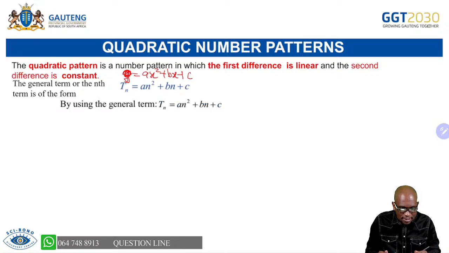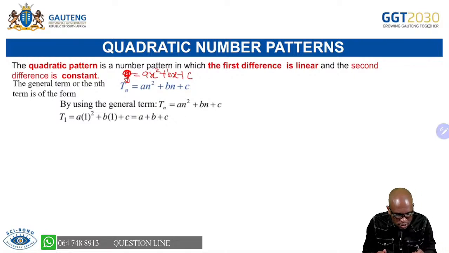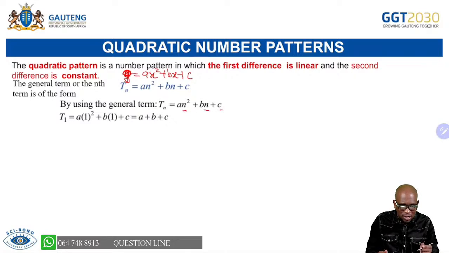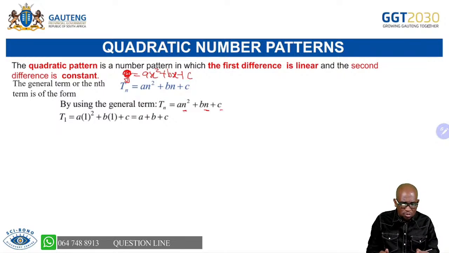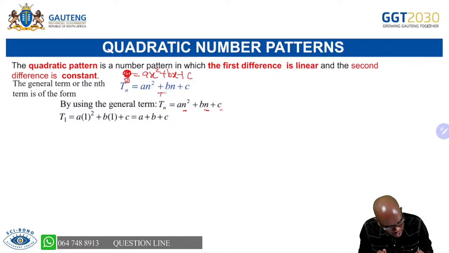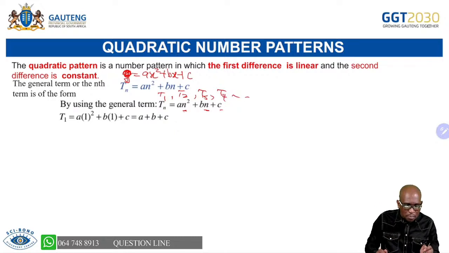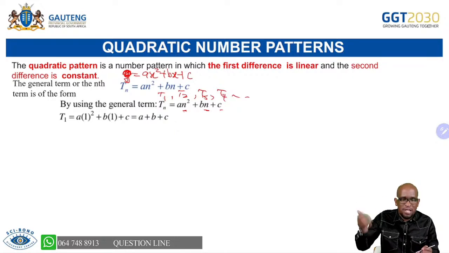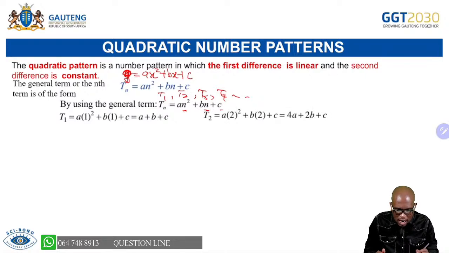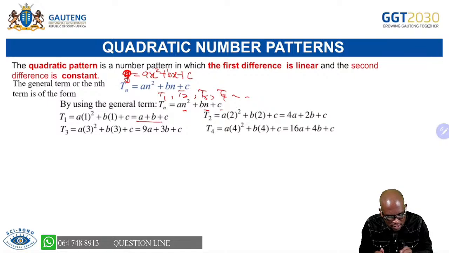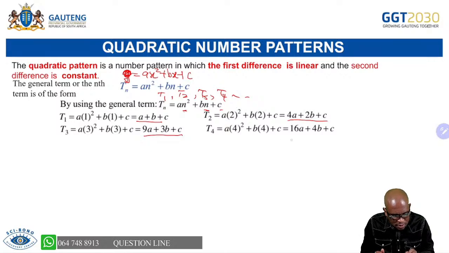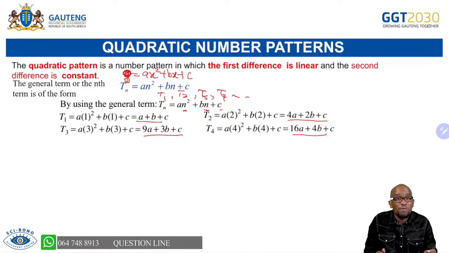Now, by using the general term, we can put n equal to 1 to get the first term, put n equal to 2 to get the second term, put n equal to 3 to get the third term, which means we can work out T1, T2, T3, T4, etc. by substituting n with 1, 2, or 3 as we go. So if we do that, this is what we obtain. T1 is a plus b plus c, T2 is 4a plus 2b plus c, T3 is 9a plus 3b plus c, T4 is 16a plus 4b plus c.